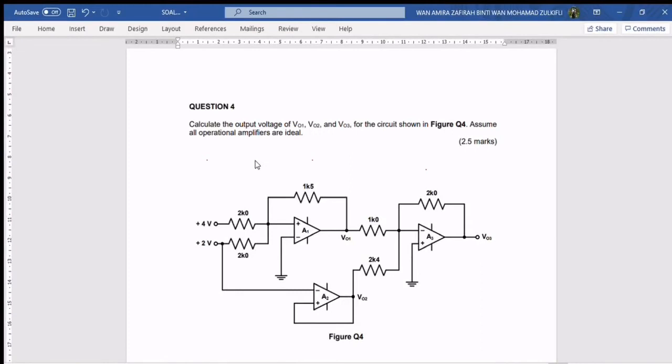Now for the last question. Calculate the output voltage of Vout1, Vout2, and Vout3 for the circuit shown in figure Q4. Assume all operational amplifiers are ideal.